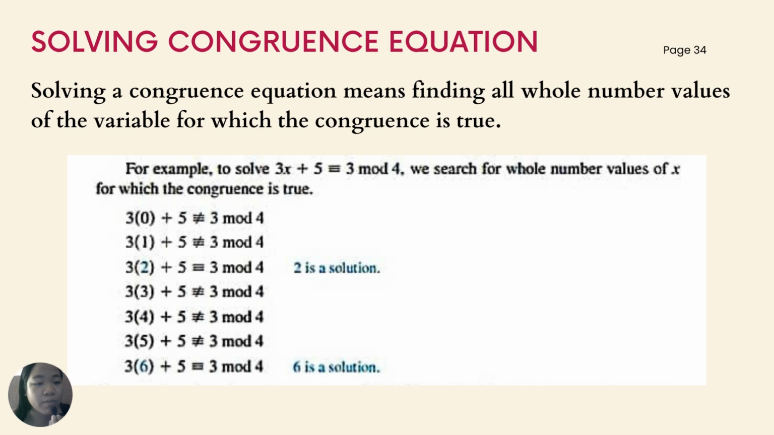And then sa 5, kung sa 3, I'm so sorry. Kung sa 3, hindi siya congruent. Sa 4, hindi man. Sa 5, hindi man. Sa 6, congruent siya. So, meaning 6 can be our solution. Okay, class? Okay, very good.